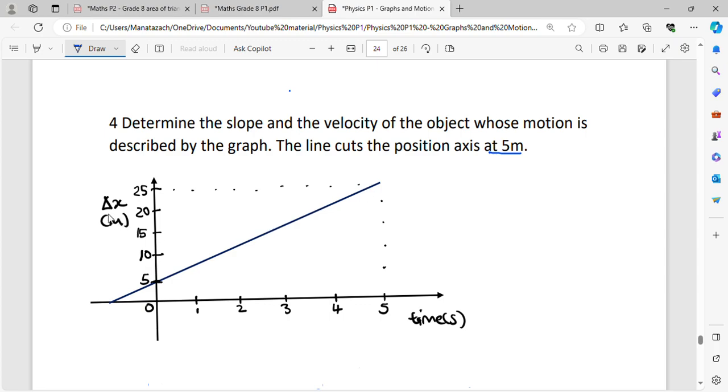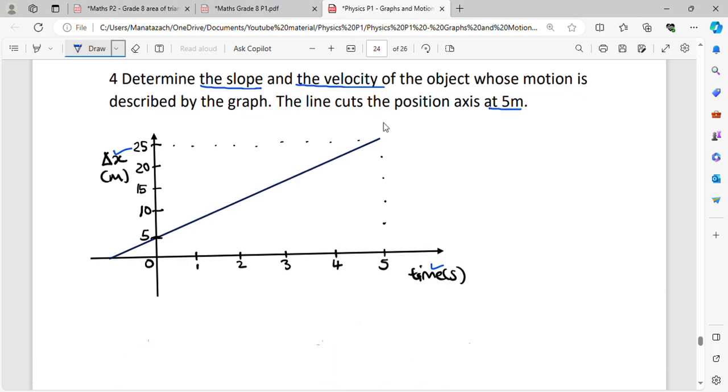So we're given the position and the time, which is the position-time graph, and we are required to calculate the slope and the velocity, which is the same parameter. So we are asked basically to calculate the same thing, the slope and velocity. Remember what we spoke about before.